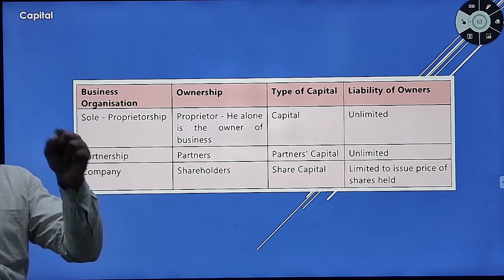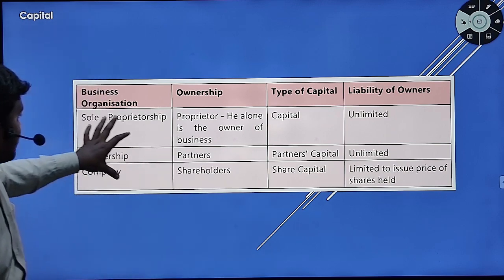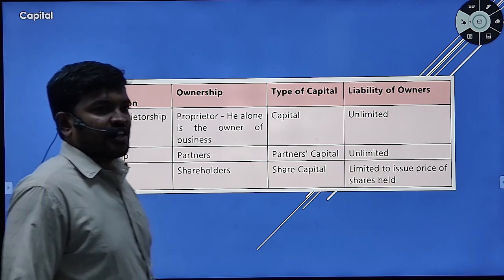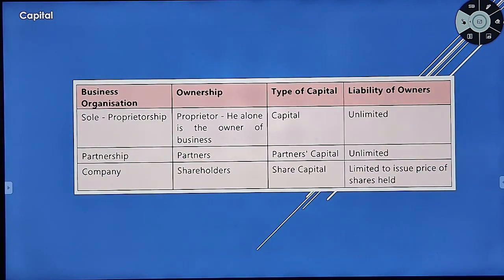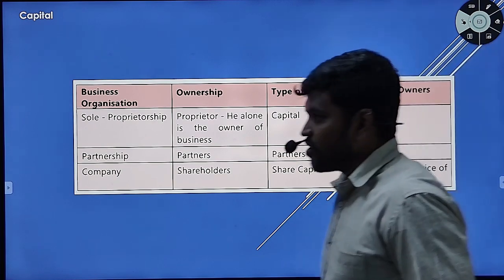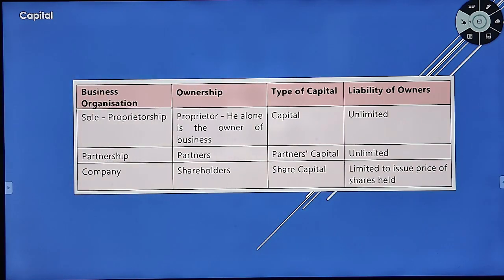To understand the concept of company better, see this chart once clearly and take a note of it also. What is a company basically? Why form a company? Who can form a company?